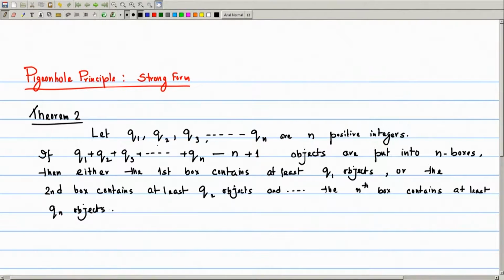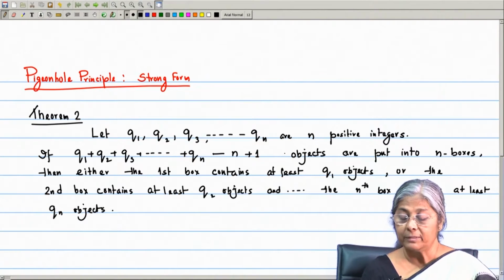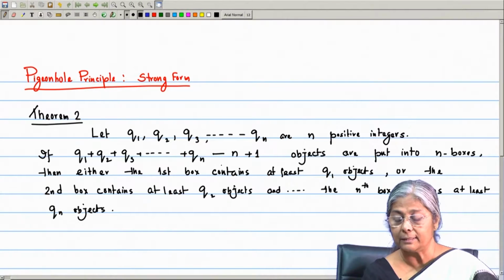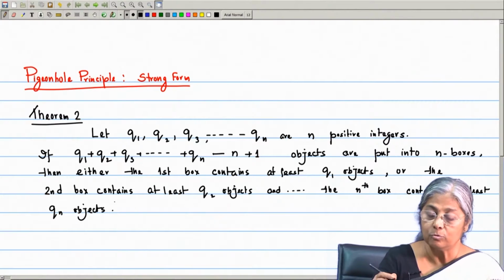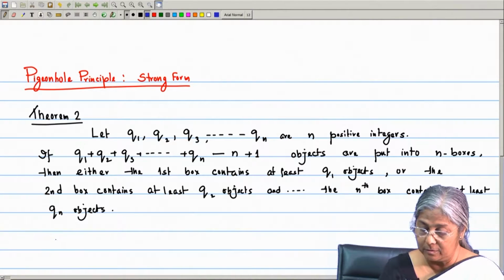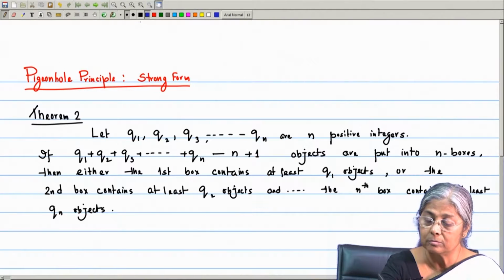So, I have these n positive integers Q1, Q2, Q3, Qn. Then if Q1 plus Q2 plus Q3 plus Qn minus n plus 1 objects are distributed among these n boxes, then either the first box contains at least Q1 objects or the second box contains at least Q2 objects, and so on. In this way the nth box contains at least Qn objects. Now, how can we prove this?